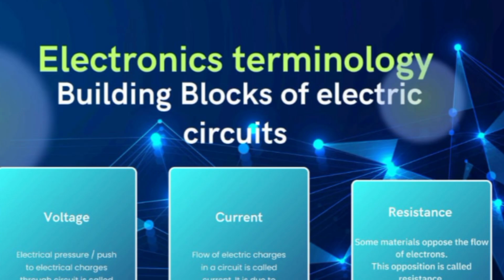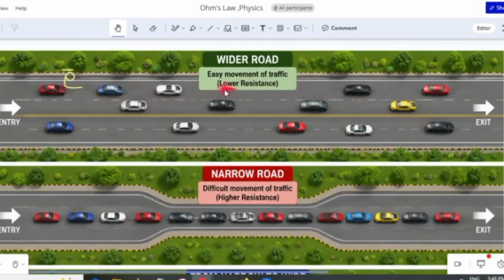Before jumping into electronics, we need to understand the basic terminology of electric circuits. There are three building blocks of electric circuits: voltage, current, and resistance. Let's understand them one by one. What is meant by voltage? Voltage is basically an electrical pressure that pushes electric charges, current is the flow of these charges, and resistance is the blockage or opposition to the flow of electrons or electric charges.